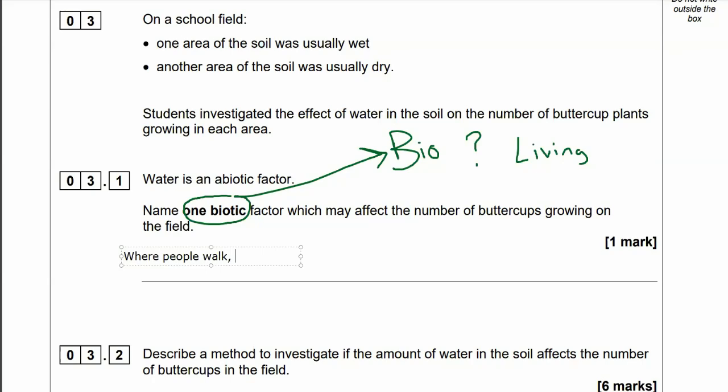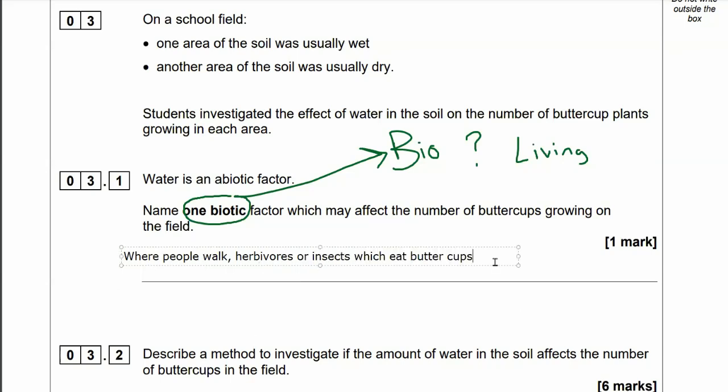And then there's things like herbivores, rabbits. Do they go on the field and nibble on the buttercups, or insects, which might eat the buttercups as well? And you've also got pathogens which cause disease. Maybe there's specific buttercup diseases that wipe them out and reduce their population.